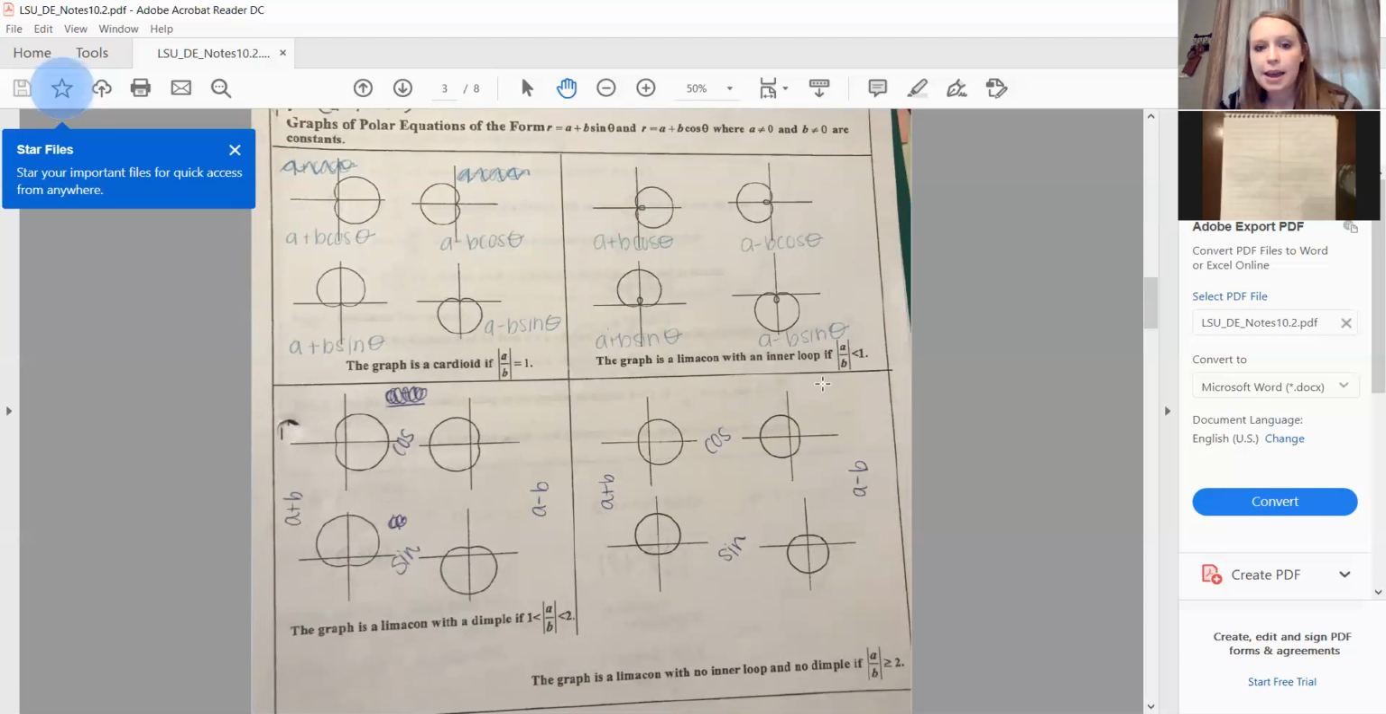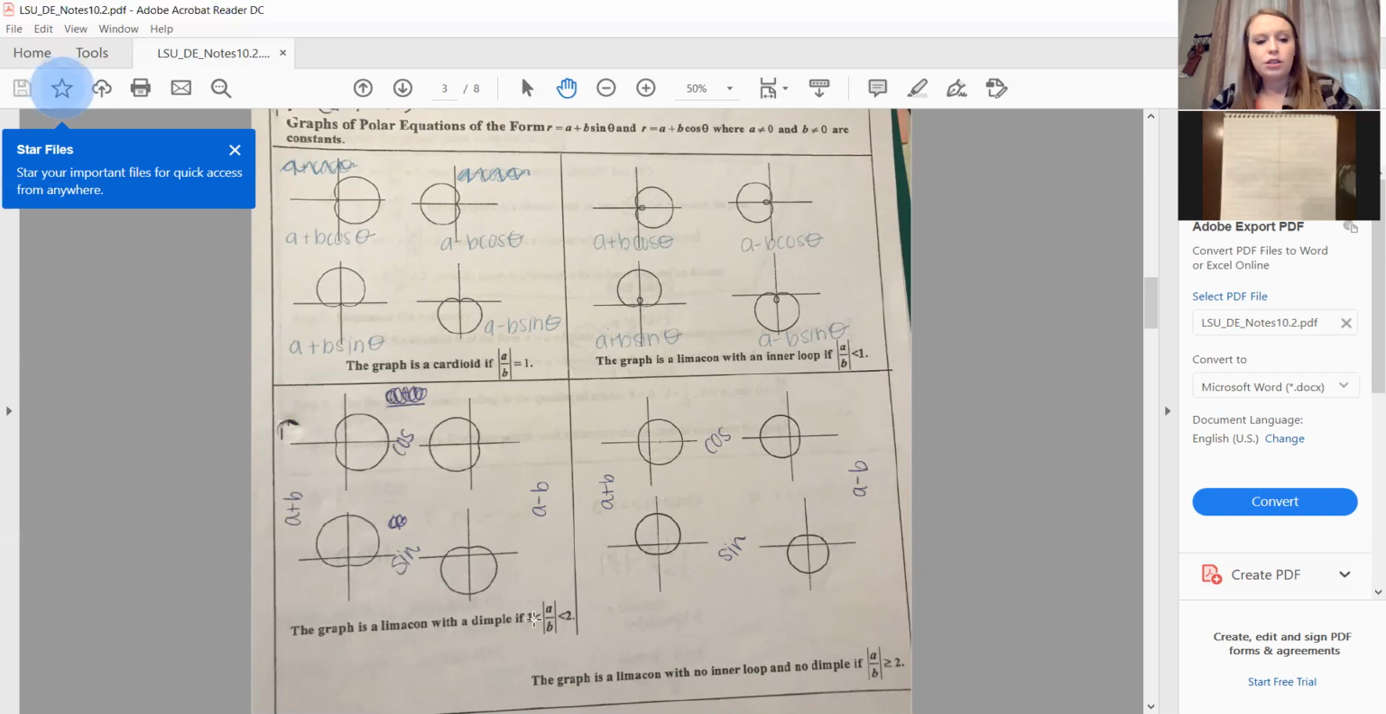Again, same thing goes. If it's cosine, it's going to be on the x-axis, plus b is positive side, minus b is negative side. Sine is going to be on the y-axis. It just changes the picture. This one goes to a point. This one has a loop in it. This one is just like a curved dimple. That's what it's called, a limaçon with a dimple, and that's if your a divided by b is between 1 and 2.